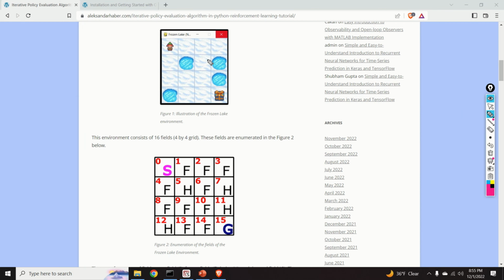Here, it should be kept in mind that if you're at a frozen field, for example over here, we can only move left, right, up, or down. We cannot move diagonally. So this movement is not allowed, or this movement is not allowed. The game ends unsuccessfully if we step on the hole field. For example, if we start our game from here, we go right and then we go down and we step on the hole field, we end our game unsuccessfully.